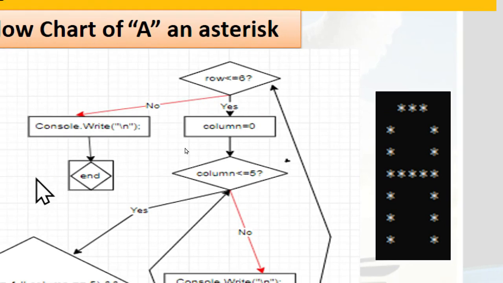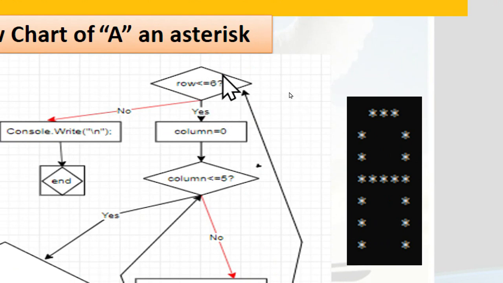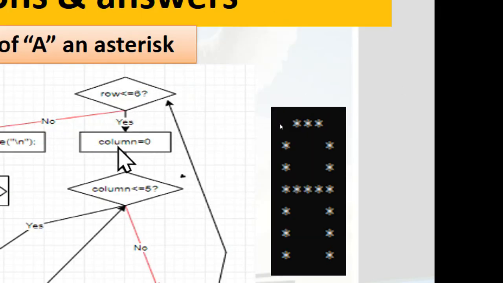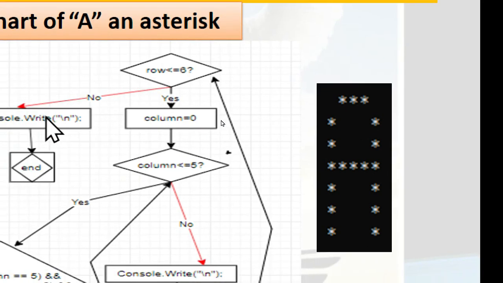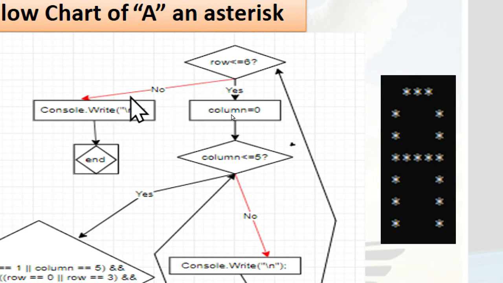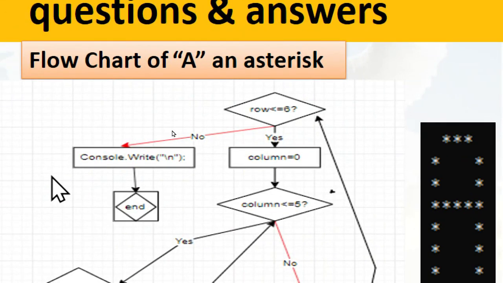After that, this row condition has two options. If it is matched, it will come under the column. If it is not matched, it goes to no, and it will print a new line and go to the end.